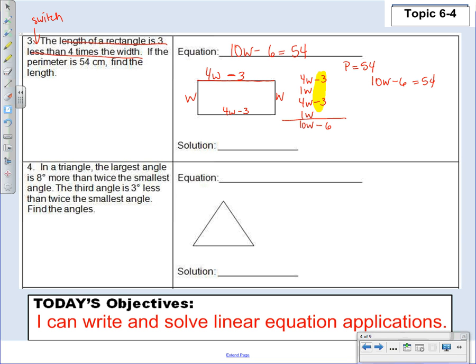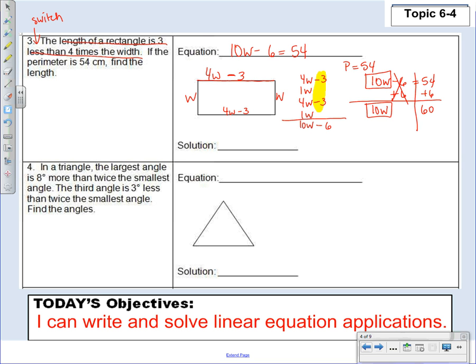The third step is to solve the variable. Draw our line, box the variable with its coefficient. Next step, get rid of the number that's not in the box with the coefficient, so that's a -6. Doing the opposite is +6. We have 10W still in the box. -6 plus 6 is 0. 54 plus 6 is 60.